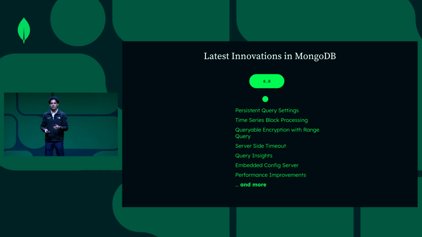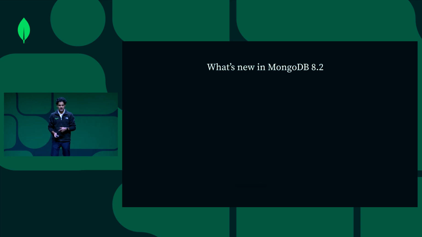On the security side, we have added range query support for our one-of-a-kind queryable encryption. Overall, this is a very powerful release with improvements across the board in all kinds of dimensions. So let's talk about some of the new things that are coming up with 8.2 that you might have heard in the keynote as well.